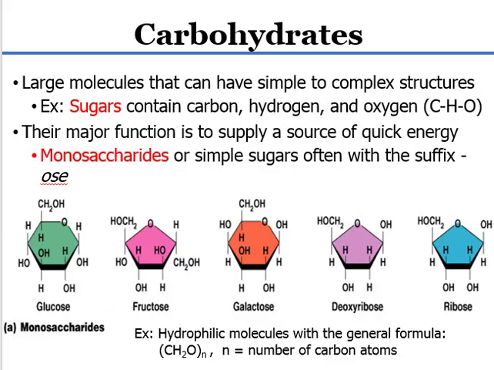Carbohydrate sugars are usually 5 to 6 carbon molecules that can form simple to complex structures as they become linked together, and some form branch structures. These sugars shown here are examples of simple monosaccharides. Glucose, fructose, which is the natural sugar found in fruit, galactose, deoxyribose, and ribose, those are all simple sugars.